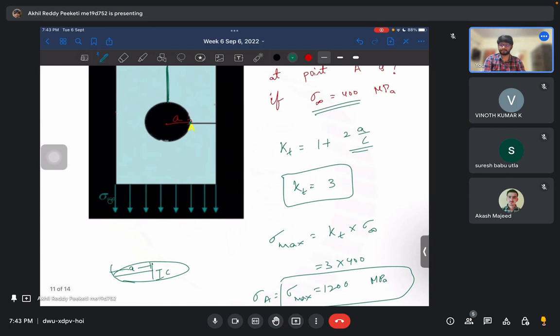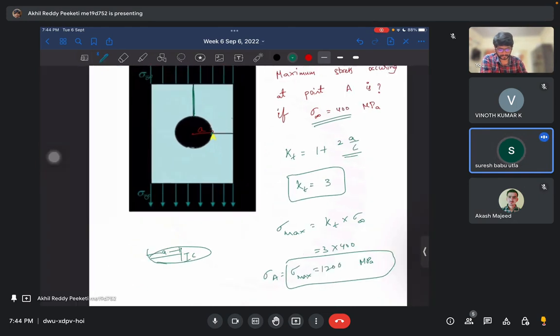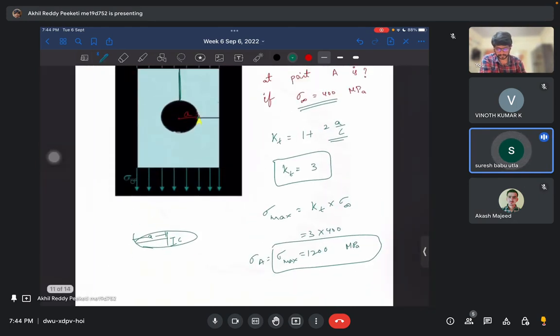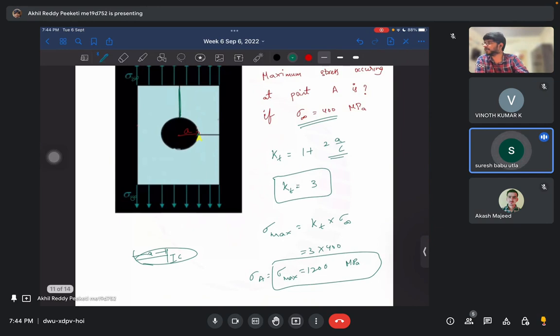So is this clear? Yeah. I'll give you a better figure from the book.